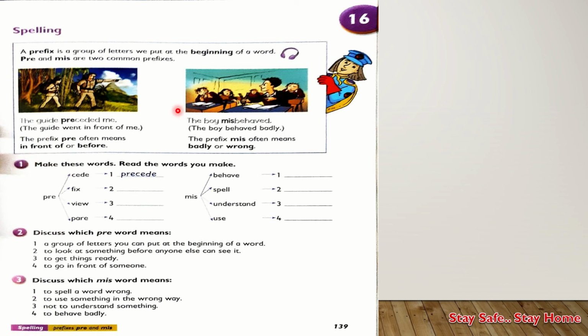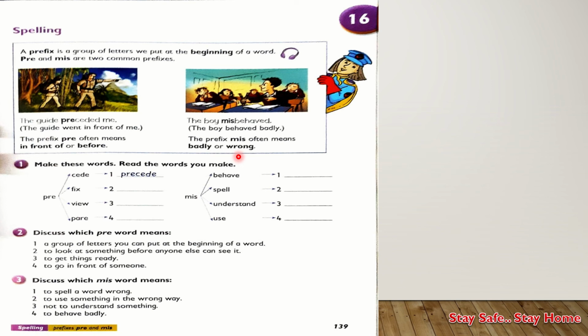All right? Look at the second one, which is miss. The boy misbehaved. It means the boy behaved badly. So what does miss mean? The prefix miss often means badly or wrong. When you say misbehave, behave badly; misunderstand, he understood wrong; misspelled a word, so you spelled it wrong. So miss means wrong or badly.